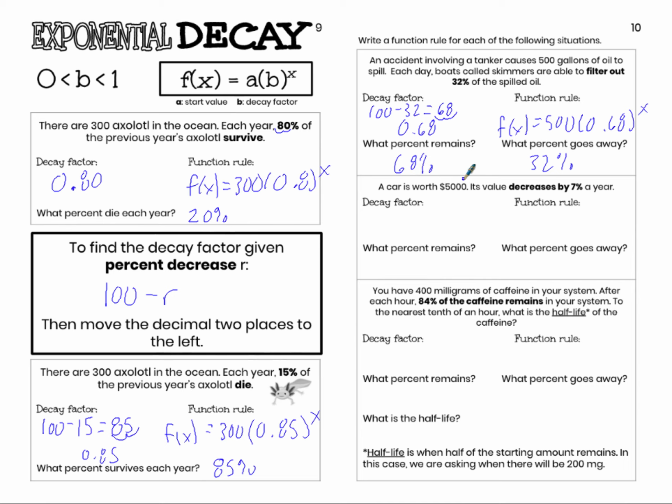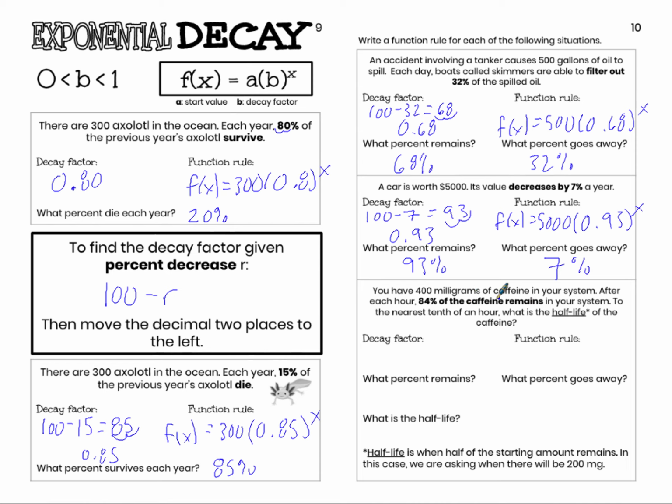Here, again, a car is worth $5,000. Its value decreases by 7%. So I do not find my function rule by using directly that 7%. That would mean that I had a really, really low value after the first year if I multiplied by 7%. Instead, I have my original value minus 7%, moving 2 decimal places to the left. My decay factor is 0.93 or 93 hundredths. That means I take the original value, 5,000, and repeatedly multiply it by 93% or 0.93. 93% of the value remains. 7% goes away.